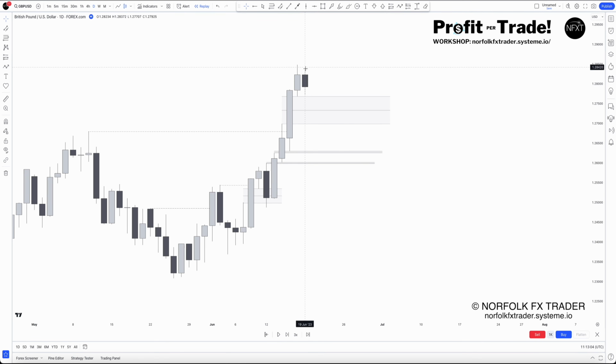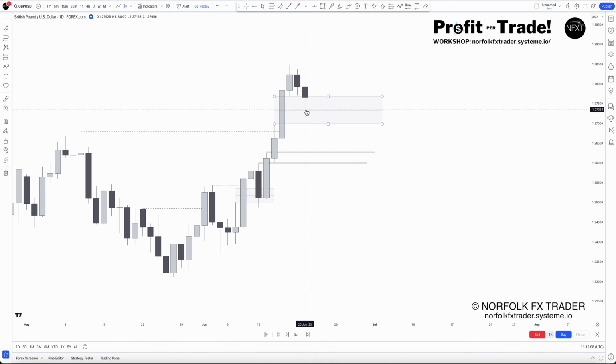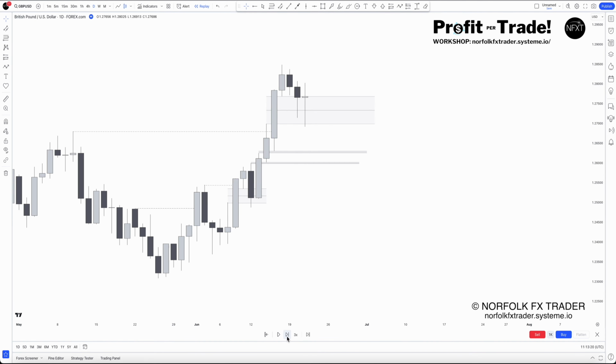Now we've got a lower high, so a potential pullback. So you can see we've wicked through to test this 50%. If we see a continuation here, perhaps on the lower time frames, a break of structure, then that could give us an entry to go long back for this high. But we need to see what happens on this next candle.